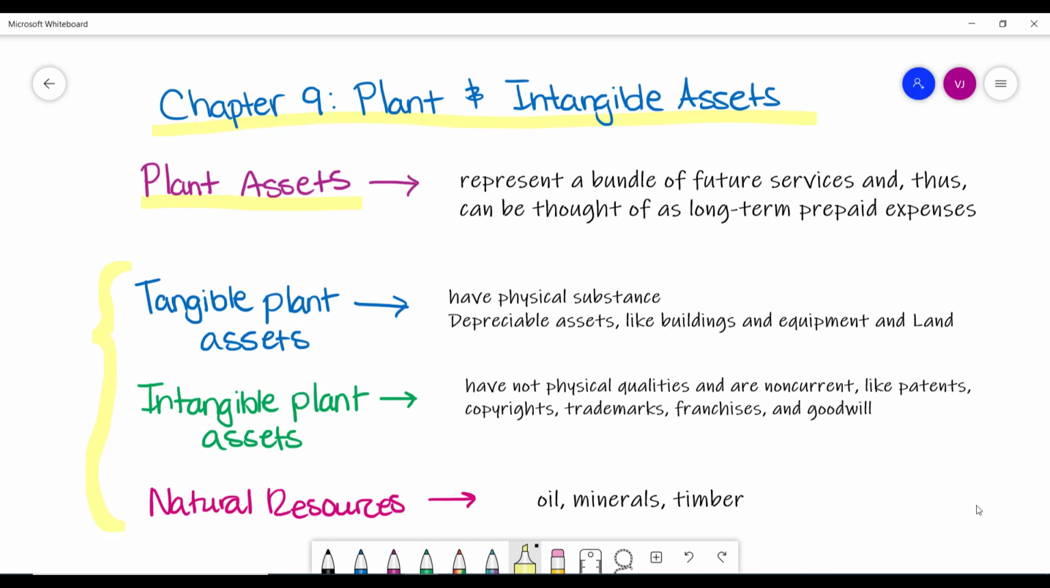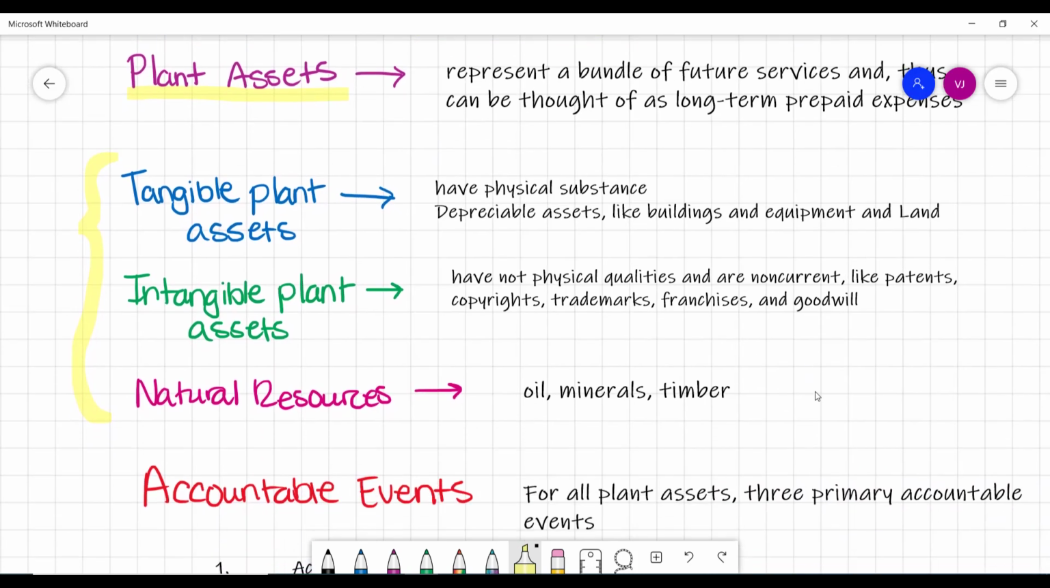And then a third major category of plant assets would be natural resources. So these are things like oil, minerals, and timber that are mined or taken out of a piece of land and then converted into inventory. So those are the three main kinds of plant assets for a company, and we'll be looking at each of these in a little bit more detail later on.